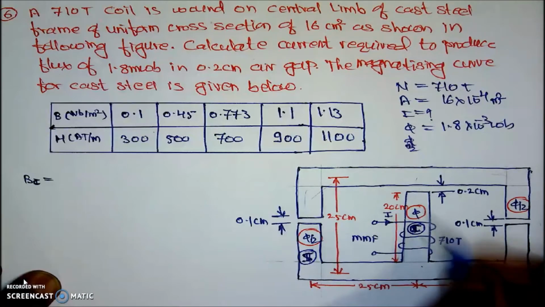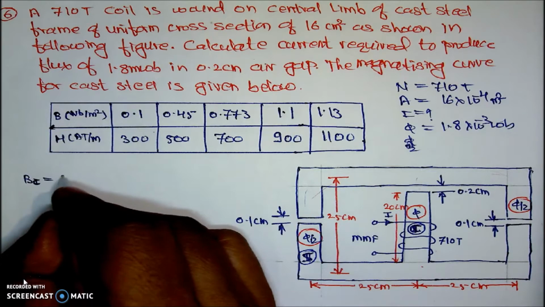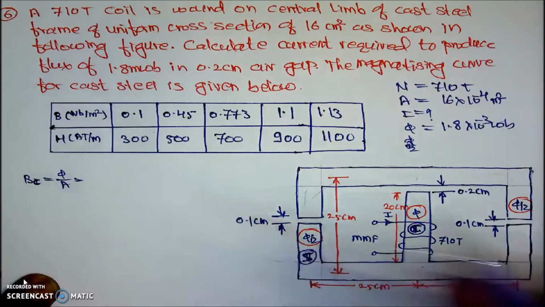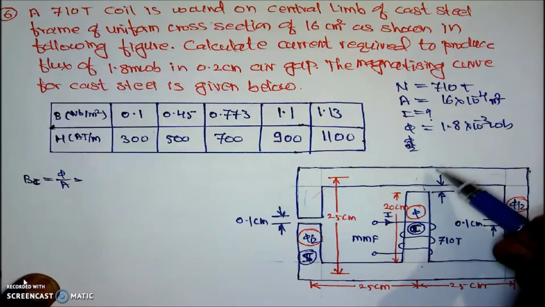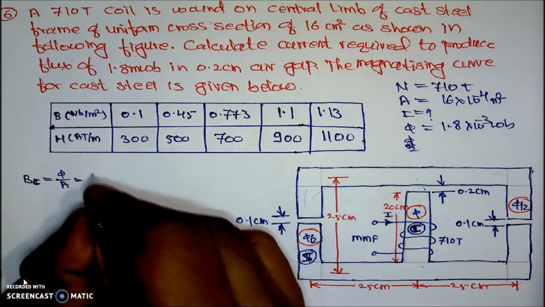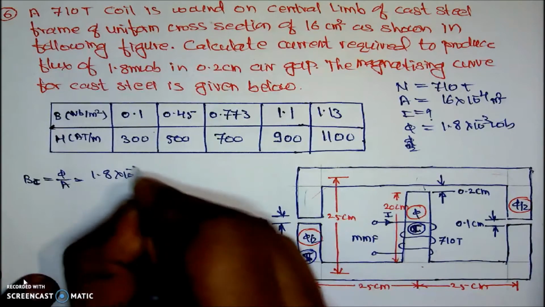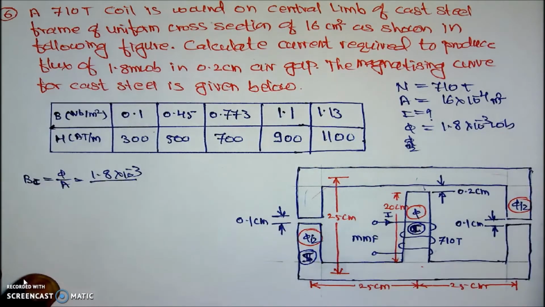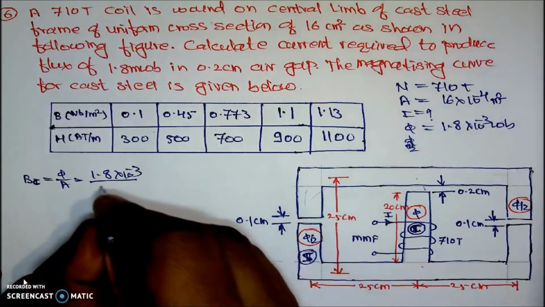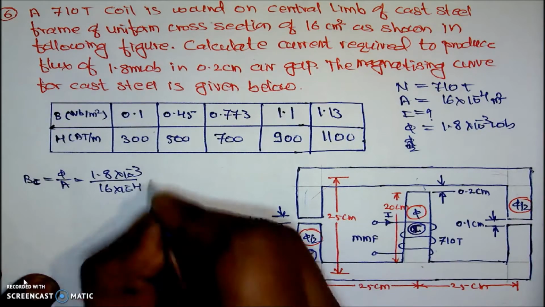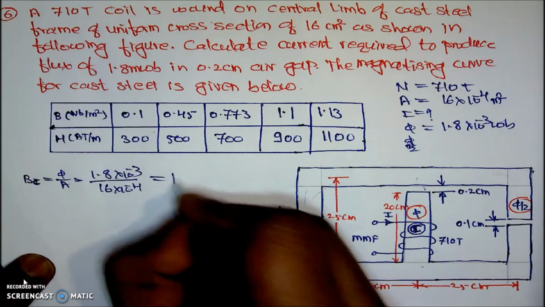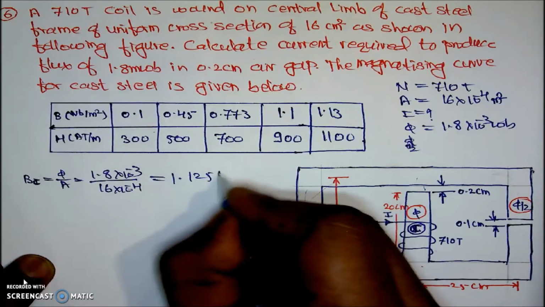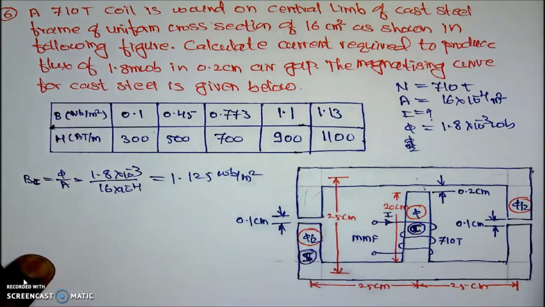The flux density for the central limb is phi by A. Flux is given in this air gap, that is the 0.2 centimeter air gap. That's why its value is 1.8 into 10 to the power minus 3 divided by its area. The area throughout is the same, that is 16 centimeter square, that is 16 into 10 to the power minus 4 meter square. The value of the flux density is found to be 1.125 weber per meter square. Now we have calculated the value of BC.